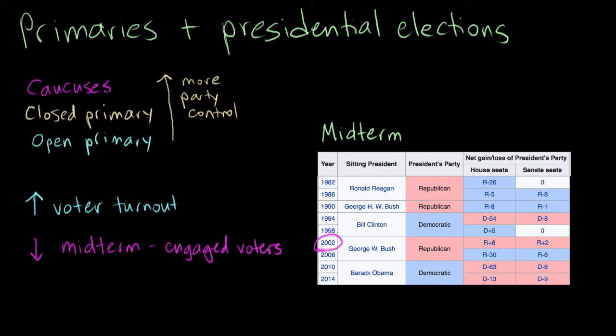But often in the sixth year of a two-term presidency, voters harshly punish the president's party. You can see that in George W. Bush's sixth year, the Republicans lost 30 House seats and 6 Senate seats. And a similar effect happened with Barack Obama in 2014. The Democrats lost 13 House seats and 9 Senate seats. So there's a strong correlation with the president's party and the fates of members of Congress who belong to that party.